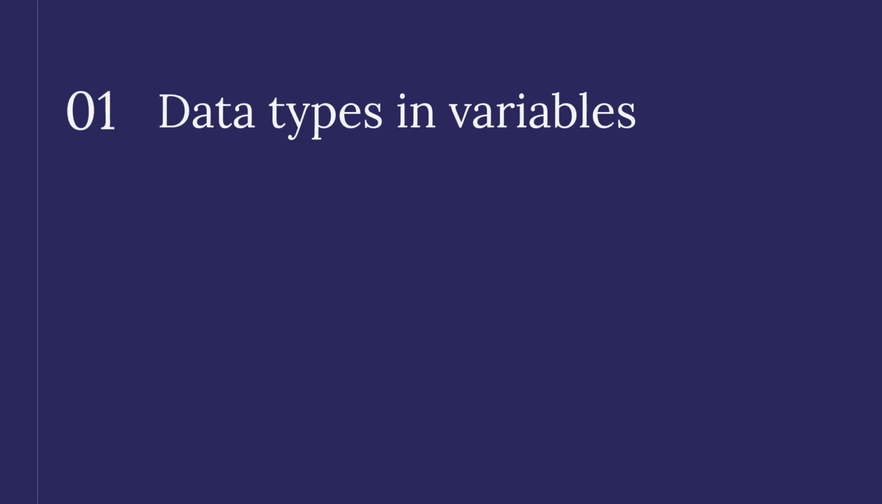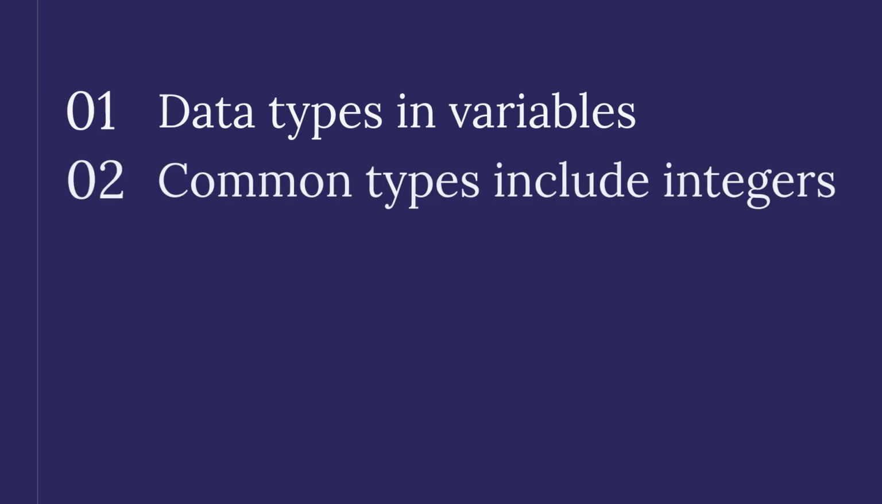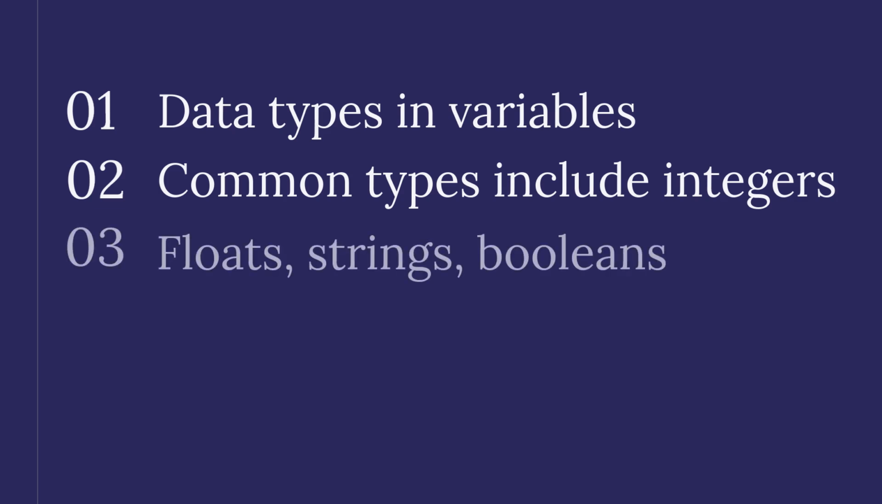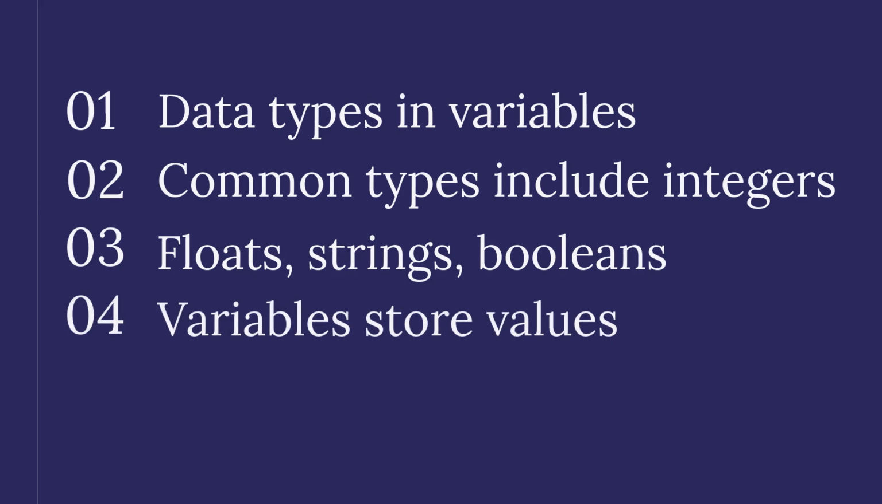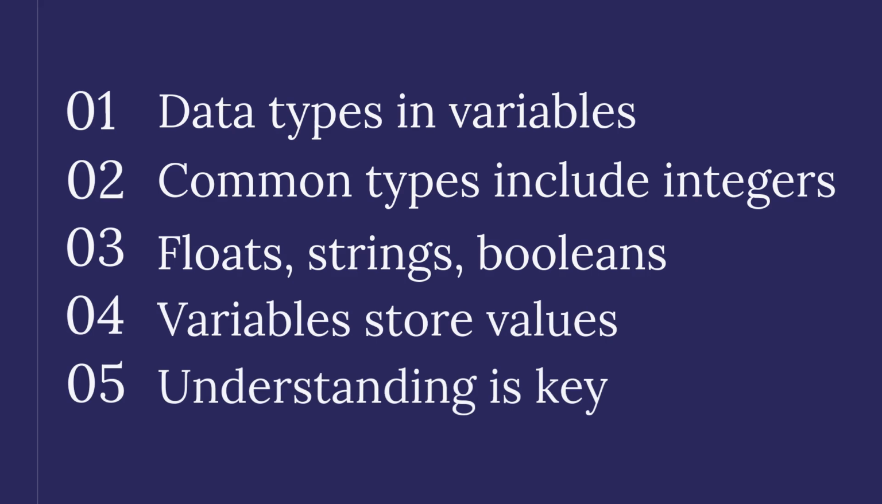Data types define the kind of data stored in variables. Common types include integers, floats, strings, and booleans. Variables act as containers for these values, making code flexible. For example, a variable can store a user's name or age. Understanding data types is key to manipulating data effectively.